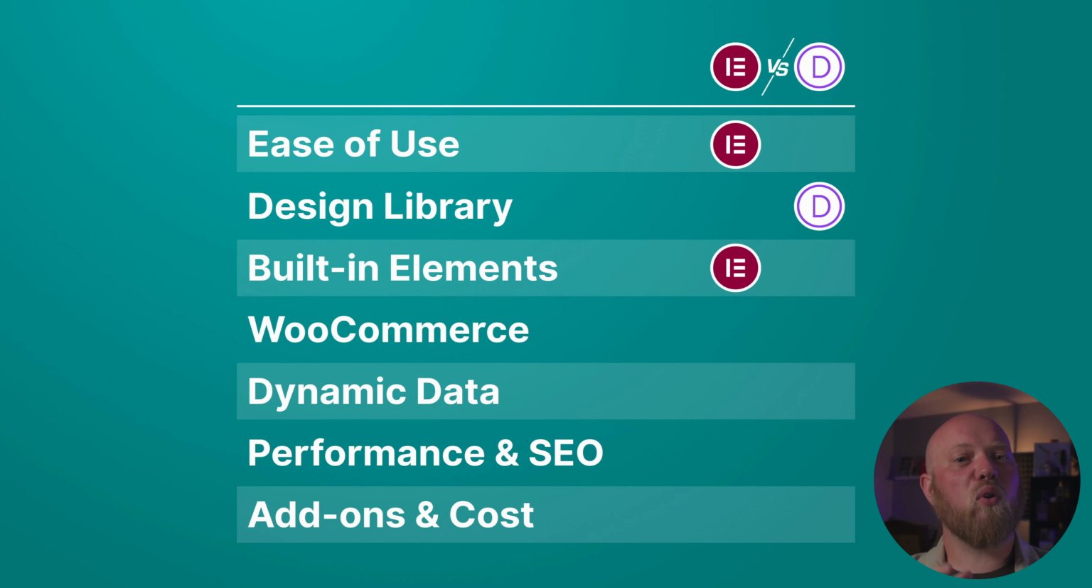Due to the more granular nature of the elements, a more flexible product list element, and having built-in split testing, this one's going to go to Divi. But unfortunately, both builders leave a lot to be desired when it comes to WooCommerce. If you want to see what a best-in-class WooCommerce integration looks like, Breakdance is a great example.